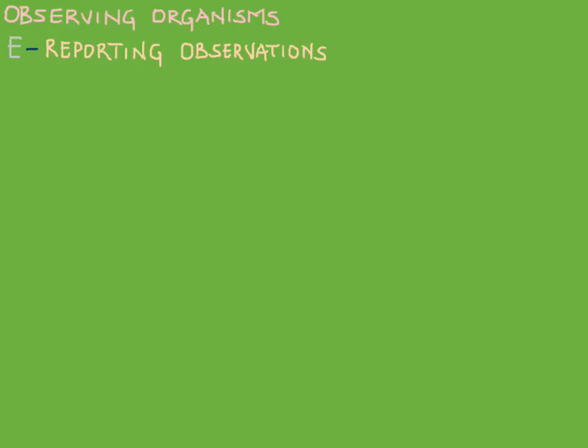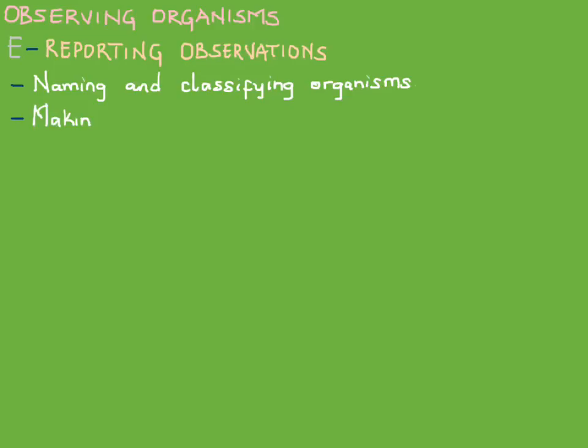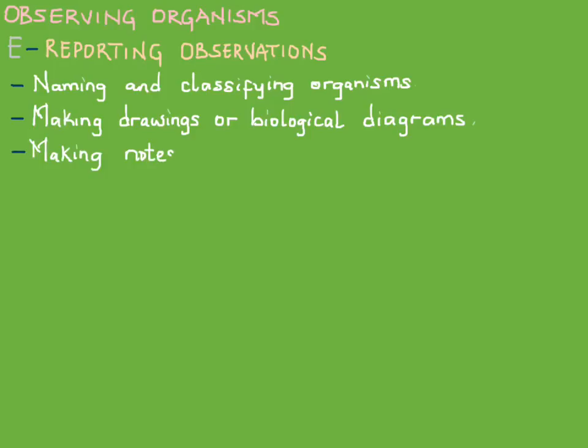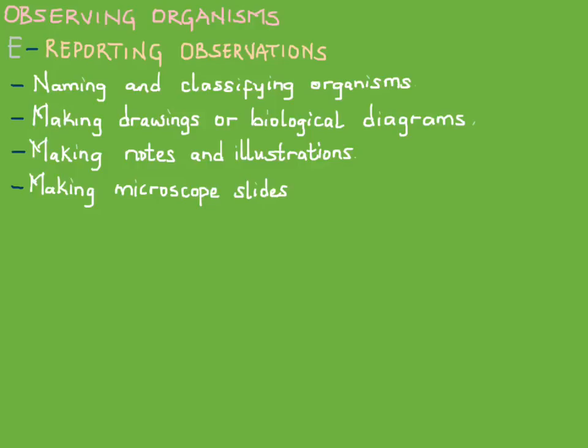Observations of biological interest can include any of the following: naming and classifying organisms that have similar features for easy study in the future, making drawings or biological diagrams of the whole or parts of an organism, making notes and illustrations in the form of nature calendars or observation charts, making microscope slides of the details as a long-term record, and taking photographs of the features as a long-term record.